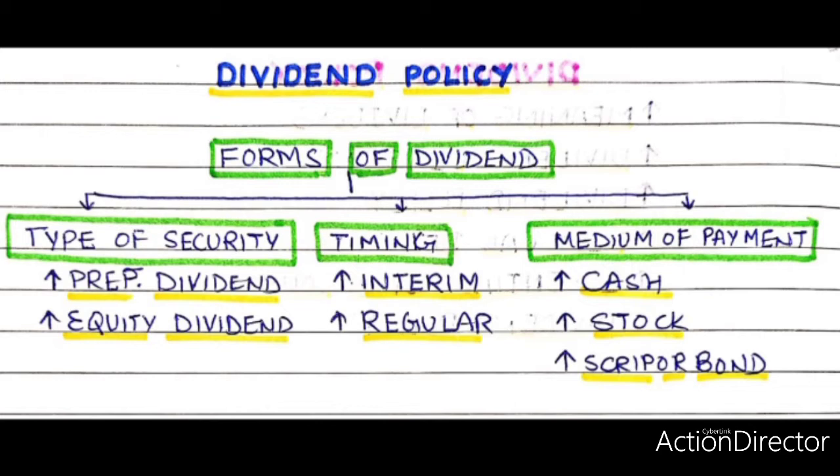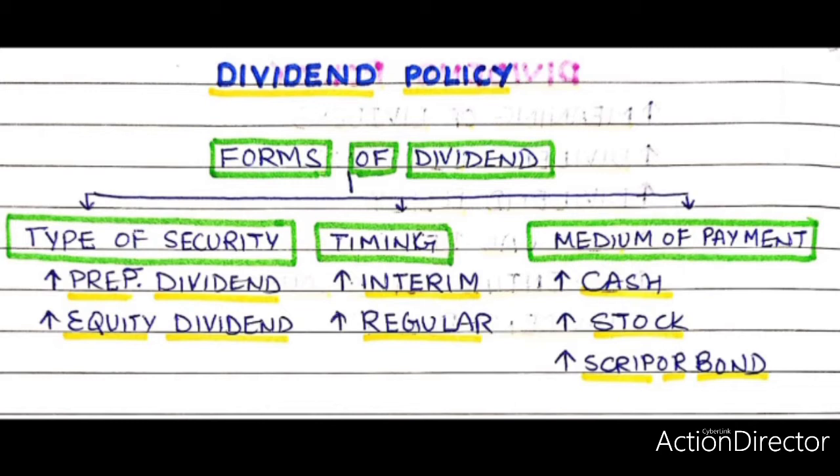Preference dividend. Preference dividend is paid on preference shares. It is paid at the fixed rate which is mentioned at the time of issue of preference shares. This dividend is paid before the payment of equity dividend. The decision to pay or not to pay preference dividend is taken by the board of directors, but the board of directors have no freedom of choice to reduce the rate of preference dividend.